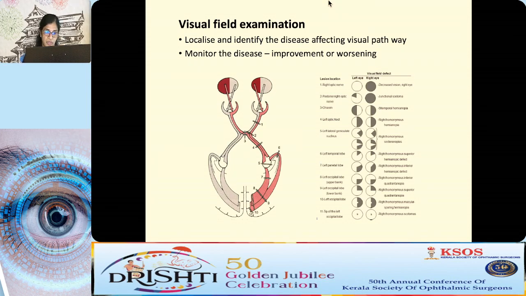So, coming to the visual pathway, it starts from the optic nerve head, then goes to the optic chiasma. In the optic chiasma, the nasal fibers cross to the opposite side and the temporal fibers pass to the same optic tract. In the lateral geniculate body, the next order neuron starts, and the inferior fibers pass through the temporal lobe and the superior fibers pass through the parietal lobe, and it ends at the occipital cortex.